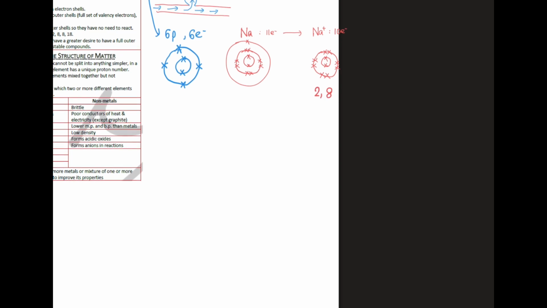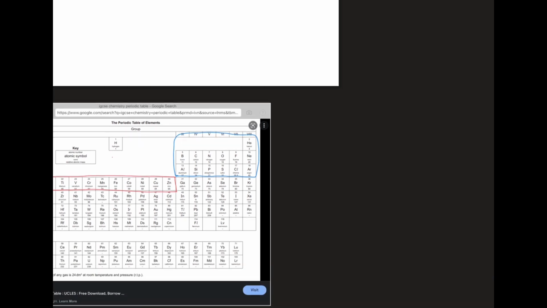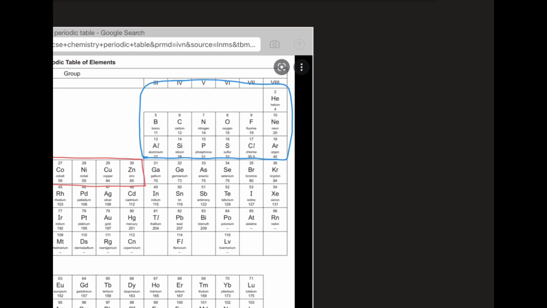For example, this one is 2 followed by 8, 10 electrons, right? If we look at the periodic table, 2 followed by 8 is 10. 10 is neon. Neon is a noble gas. Noble gases are here, basically. All these are noble gases. So that means sodium, after reaction, has the electron arrangement which is the same as neon, which is a noble gas, and that is stable.